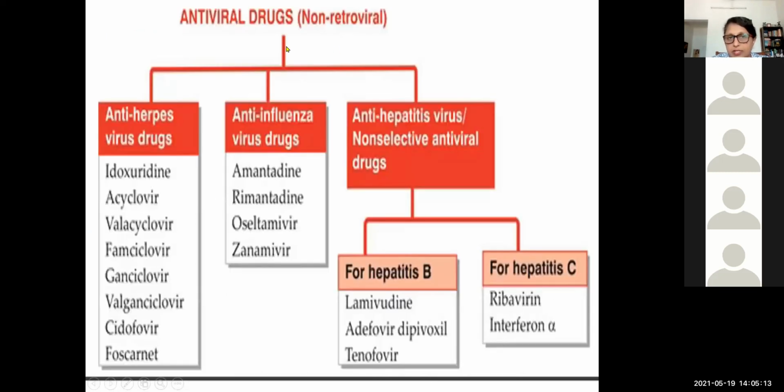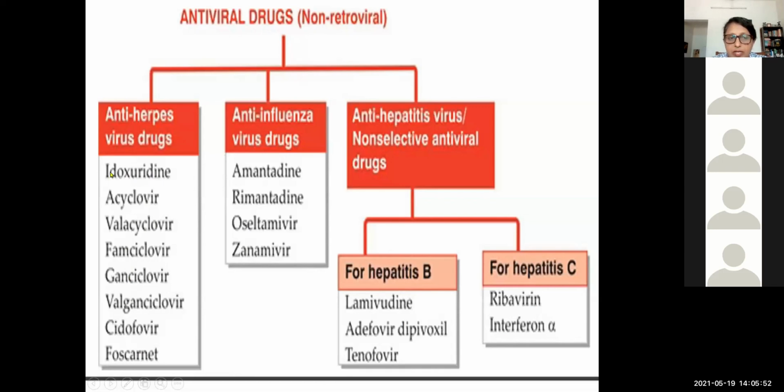So, important antiviral drugs. This is non-retroviral. The herpes virus drugs: idoxuridine, acyclovir, valacyclovir, famciclovir, ganciclovir, valganciclovir, cidofovir, foscarnet. And anti-influenza drugs: amantadine, rimantadine, oseltamivir, zanamivir. Then anti-hepatitis virus drugs: for hepatitis B, it is lamivudine, adefovir dipivoxil, tenofovir. For hepatitis C, it is ribavirin and interferon alpha. Today we will be seeing the anti-herpes virus drugs and anti-influenza drugs, these two.